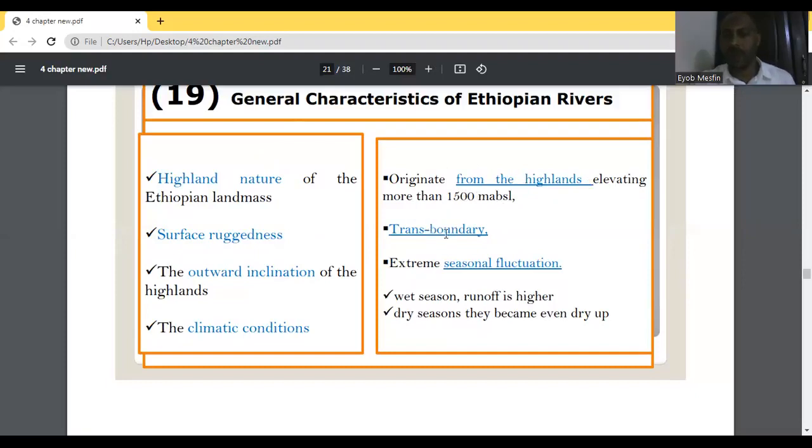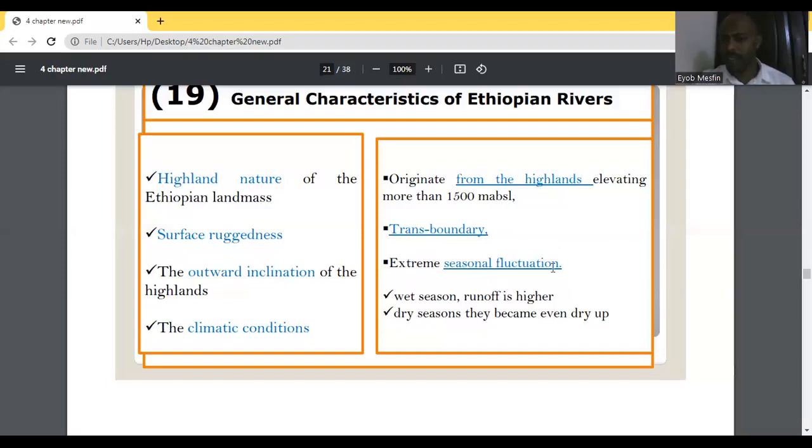The other characteristic is that they are transboundary. Most of our rivers, for instance the Genale River, the Wabe Shebelle River, the Tekeze River, the Abay River, the Baro Akobo River, and the Gibe Omo rivers, with some exceptions, cross our borders and flow west to other African countries. So we consider most of our rivers to be transboundary or international rivers.